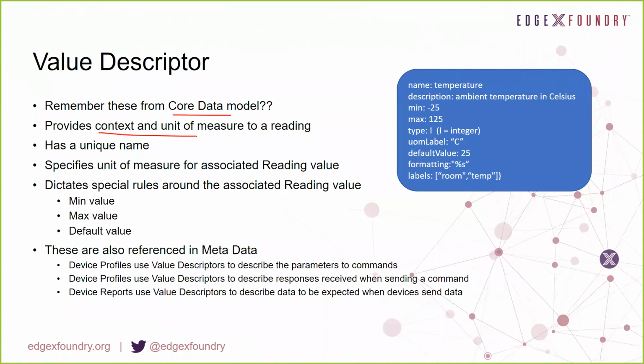Each value descriptor has a unique name, and it describes what a reading from a sensor might look like. For example, if we're talking about temperatures, here's what a temperature might look like. It has a range between -25 and 125. It's going to be some sort of integer. When you're talking about it, we refer to it under a label of C for Celsius. That kind of information is what a value descriptor does.